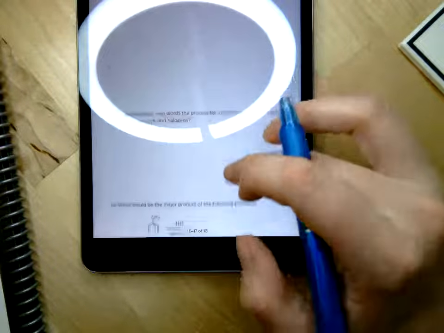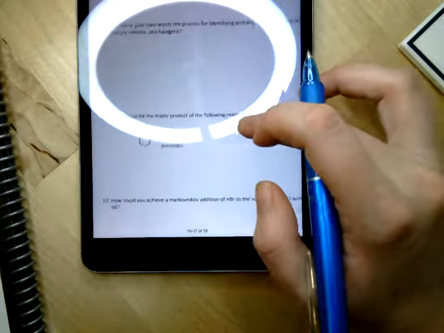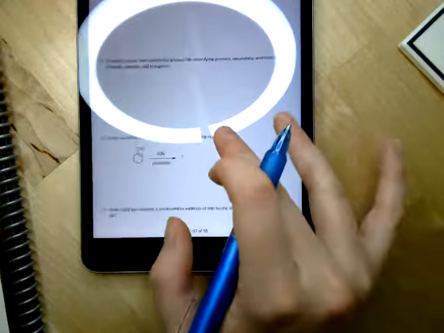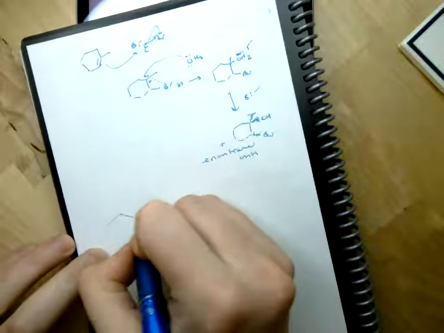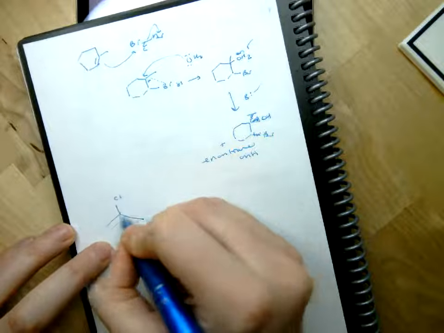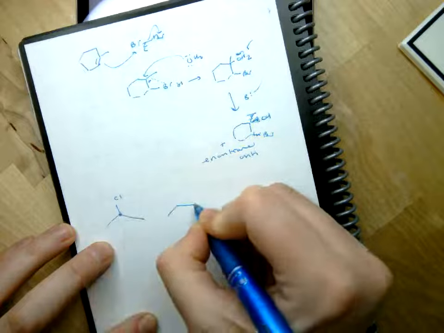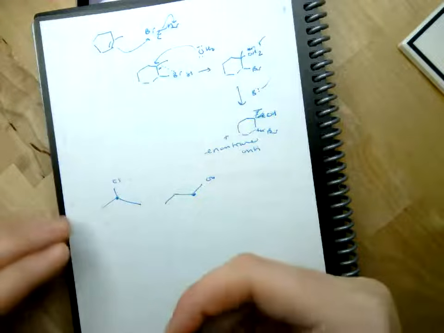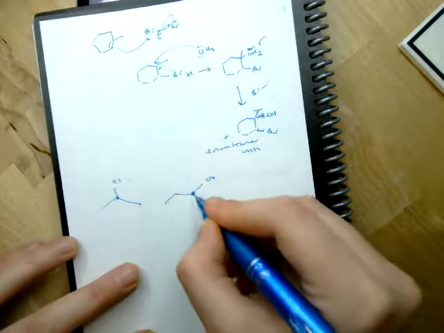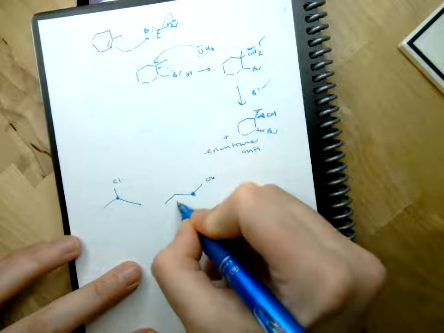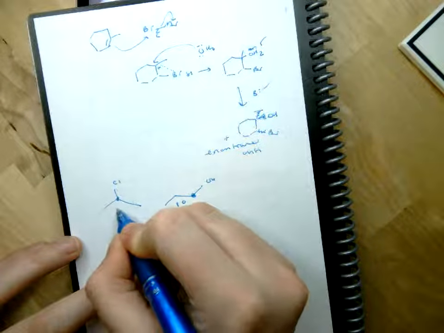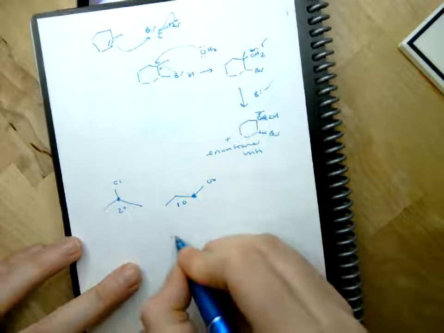Describe in your own words the process for identifying primary, secondary, and tertiary alcohols, amines, and halogens. So alcohols and halogens are different than amines. For both alcohols and halogens, you look at the carbon it's directly attached to, and then how many carbons is that bonded to. So in this case, 1, so this is primary. In this case, it's bonded to 1, 2, so secondary.